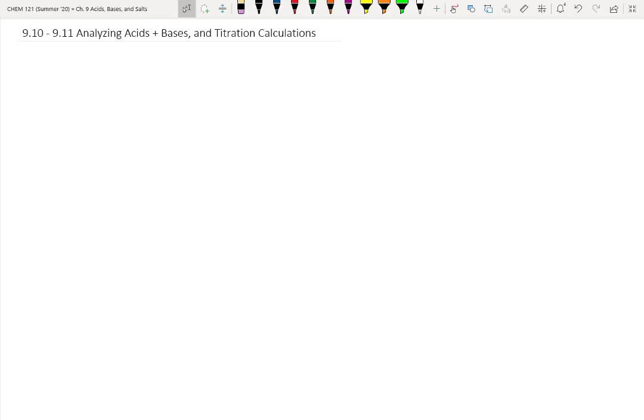Okay, in this next section, we're going to take a look at how to analyze acids and bases using a technique called titration, and then we'll jump into some math problems using titration calculations. But let's first discuss what titration is. Titration is a really common technique that's used in analytical chemistry.